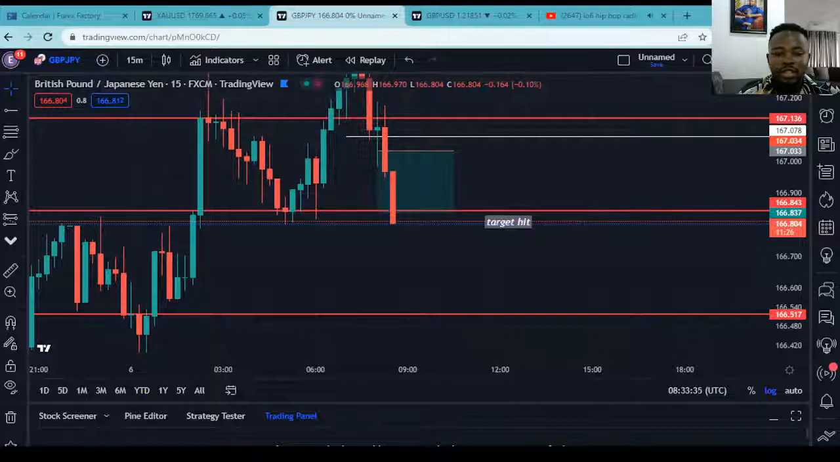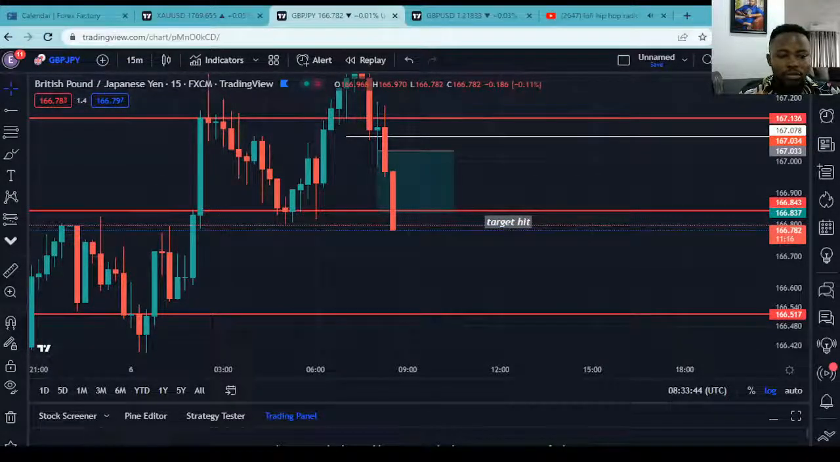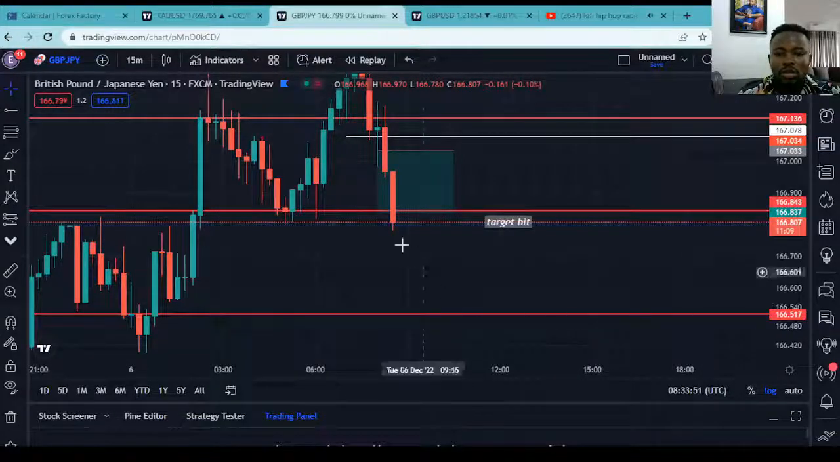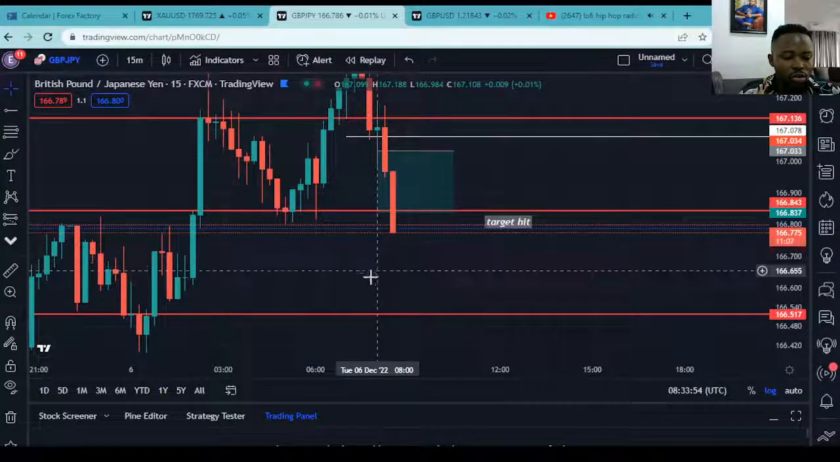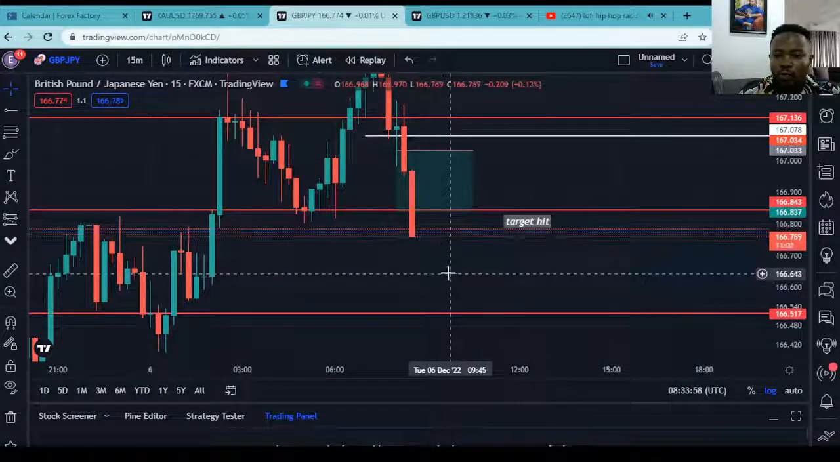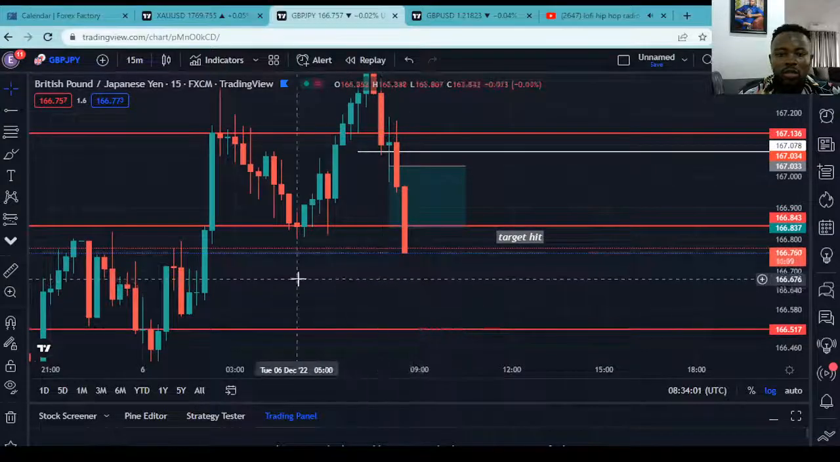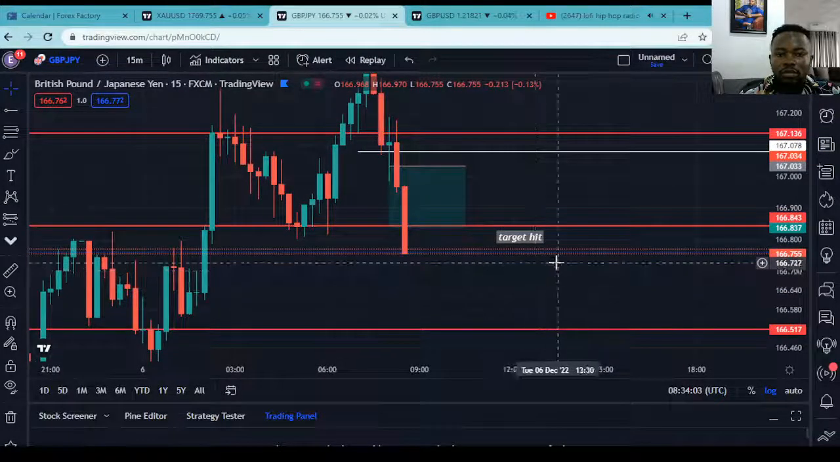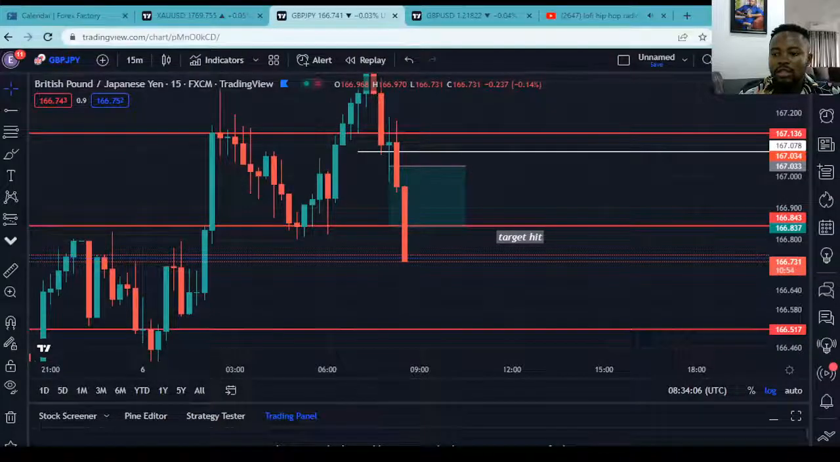So we are running 26 pips on our second position, and we are running about 18 pips on the first one, sorry. So this trade was the way to go. We had a very nice trade on GJ, and we are running 33 pips right now.